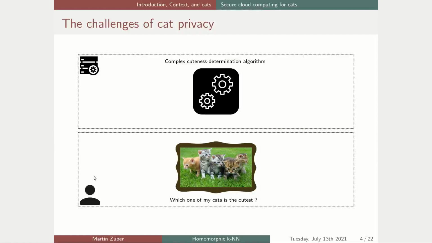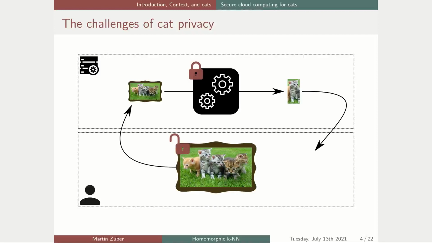If you have a user who has a picture of their cats and wants to know which one of them is the cutest, maybe that user doesn't know how to answer that question, but a server has a very complex cuteness determination algorithm that can do just that. So how can both of them help each other?